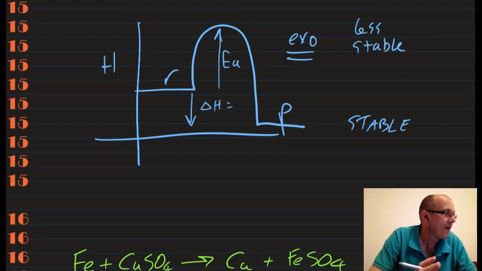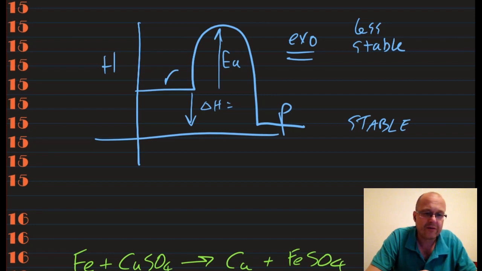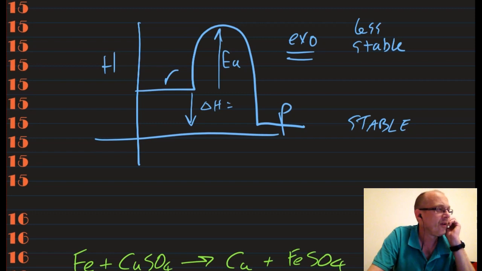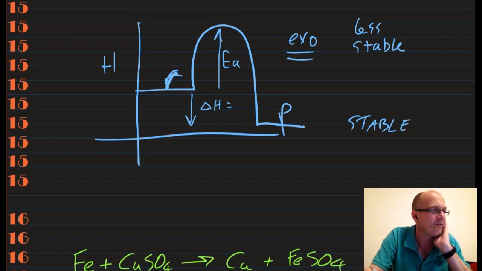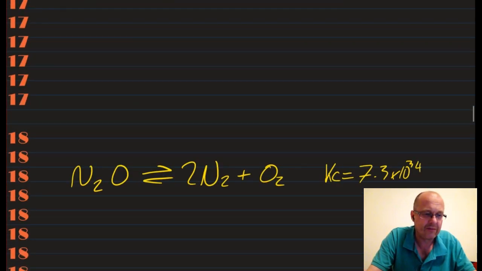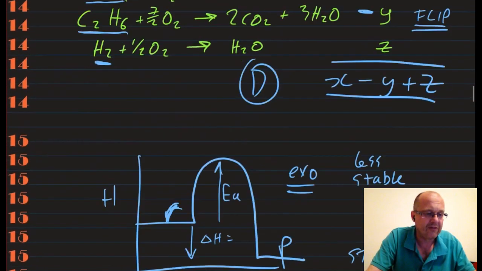Alrighty, reactants are less stable than the products. No, reactants are more stable than the products, and the reaction is exothermic. Reactants are less stable than the products. Yeah. So the answer is D. The reactants are less stable than the products. They're higher up. And it is indeed exothermic because delta H is negative. 15's D. Nice. Man. 16.